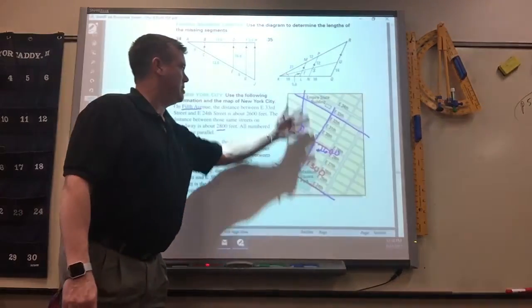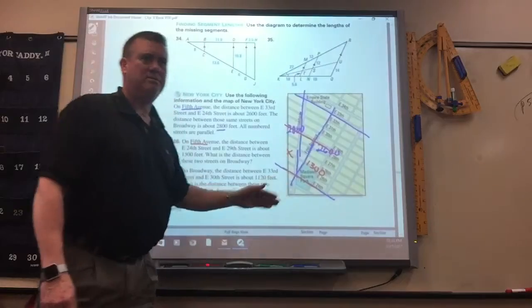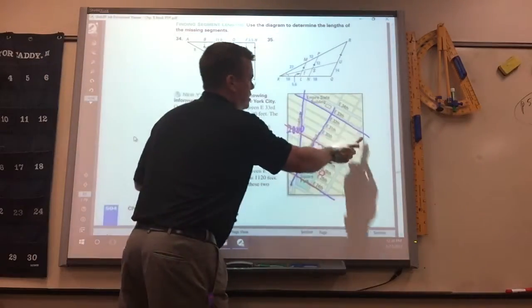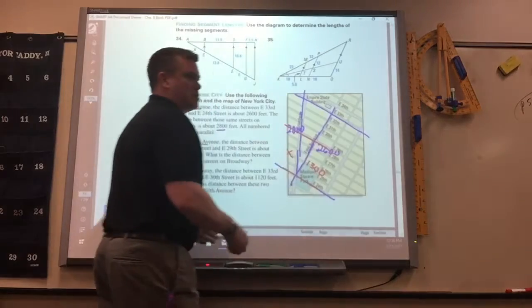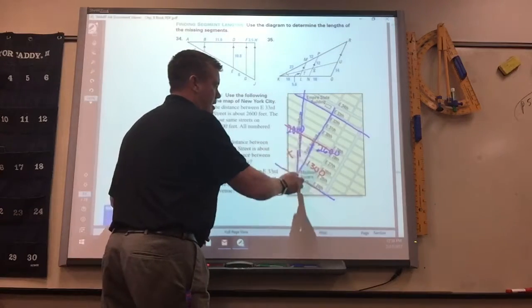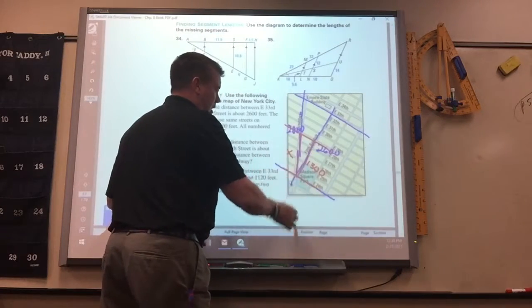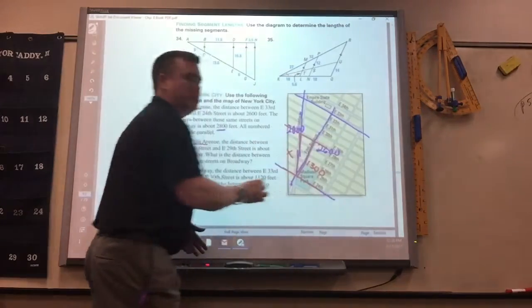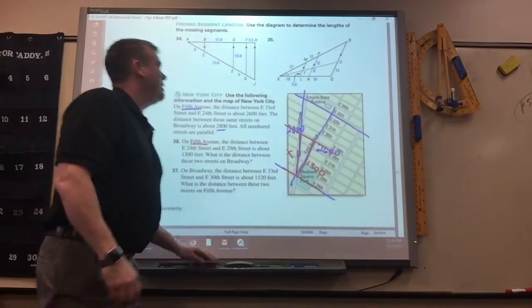So the piece to the piece equals the piece to the piece. Does that make sense? Since these streets are parallel, these are proportional. So this length to this length is going to be proportional, or equal, to this length to that length. Oh, I get it now.